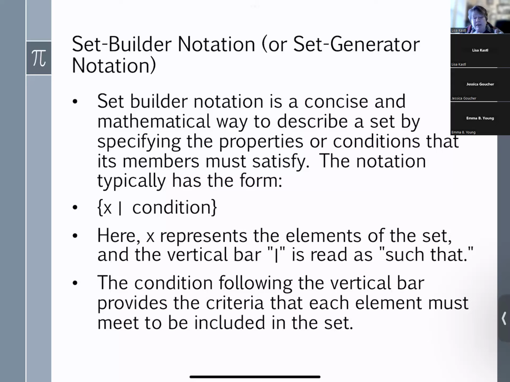So we have the set of this X, something that varies, and that vertical line you see there means "such that." It completely and totally translates to the two words "such that." And then you give the condition of the set, either an inequality or say it's an element of or whatever.